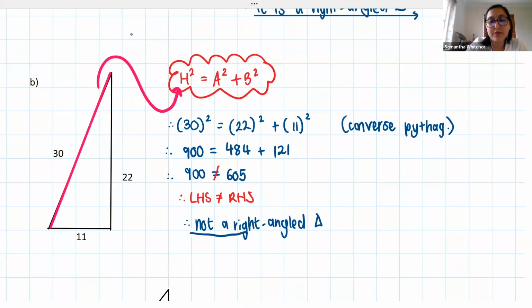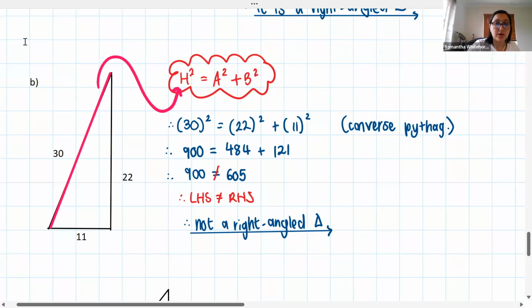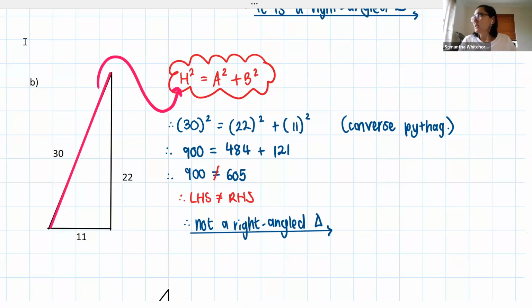And again, please remember to actually make the statement that it's not a right angle triangle, because that's actually what you have been asked. You've been asked to show, is it a right angle triangle? So guys, absolutely, as some of you asked, yes, sometimes they're not equal. That then means it's not a right angle triangle. If they are equal, it is a right angle triangle.